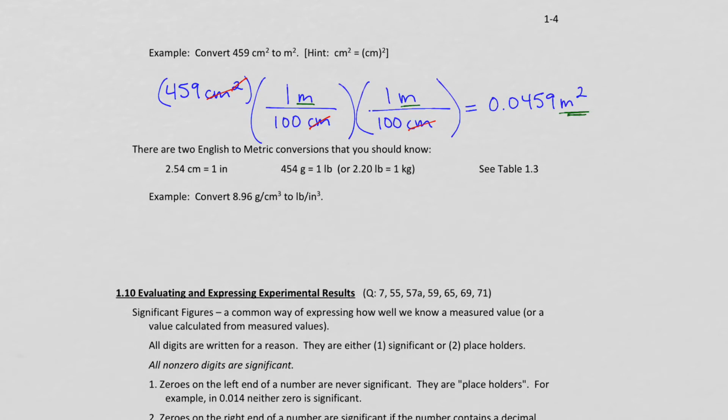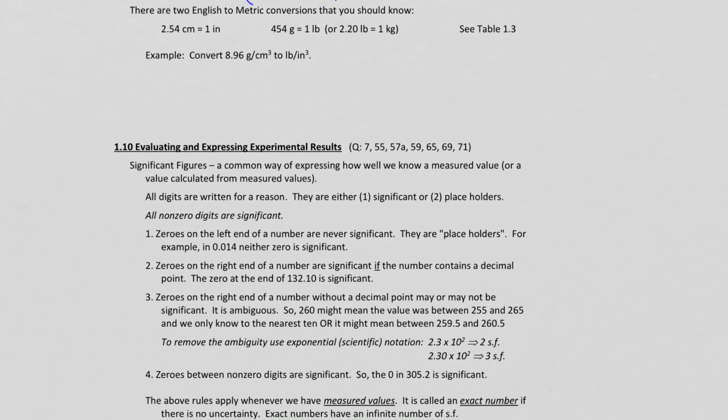There are two metric conversions that you should commit to memory. Obviously, I won't really have an idea if you do or not, but this would be wise for you to have under your belt. 2.54 centimeters equaling 1 inch, and 454 grams in a pound, or 2.2 pounds per kilogram, or kg. Now, we're going to do an example using more complex units.